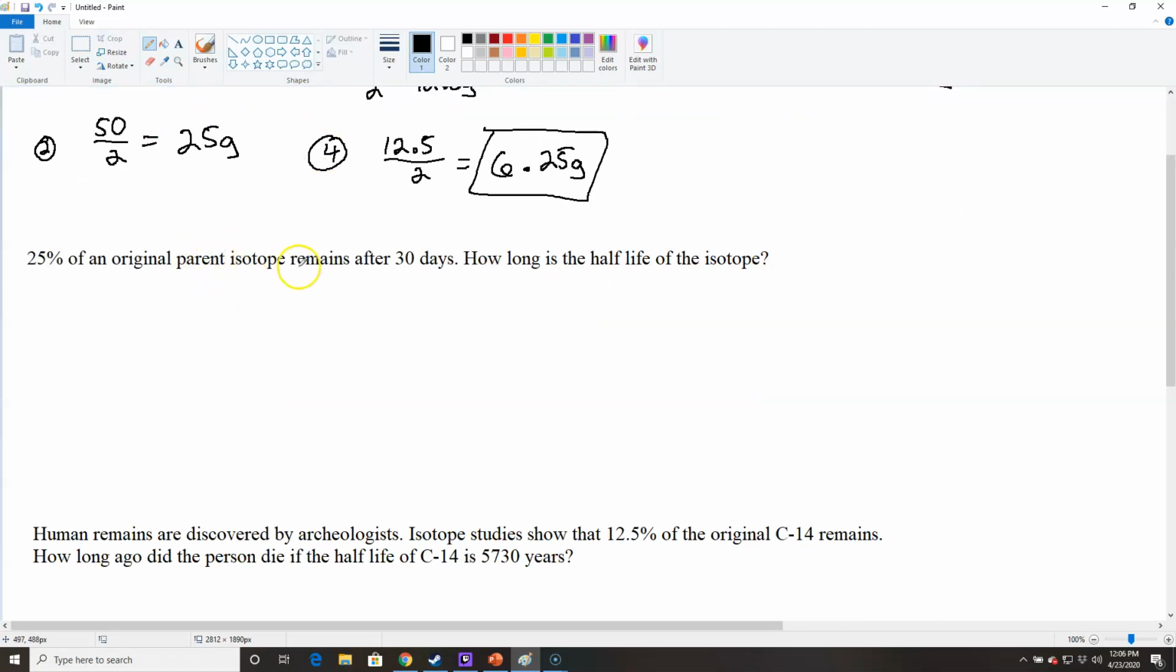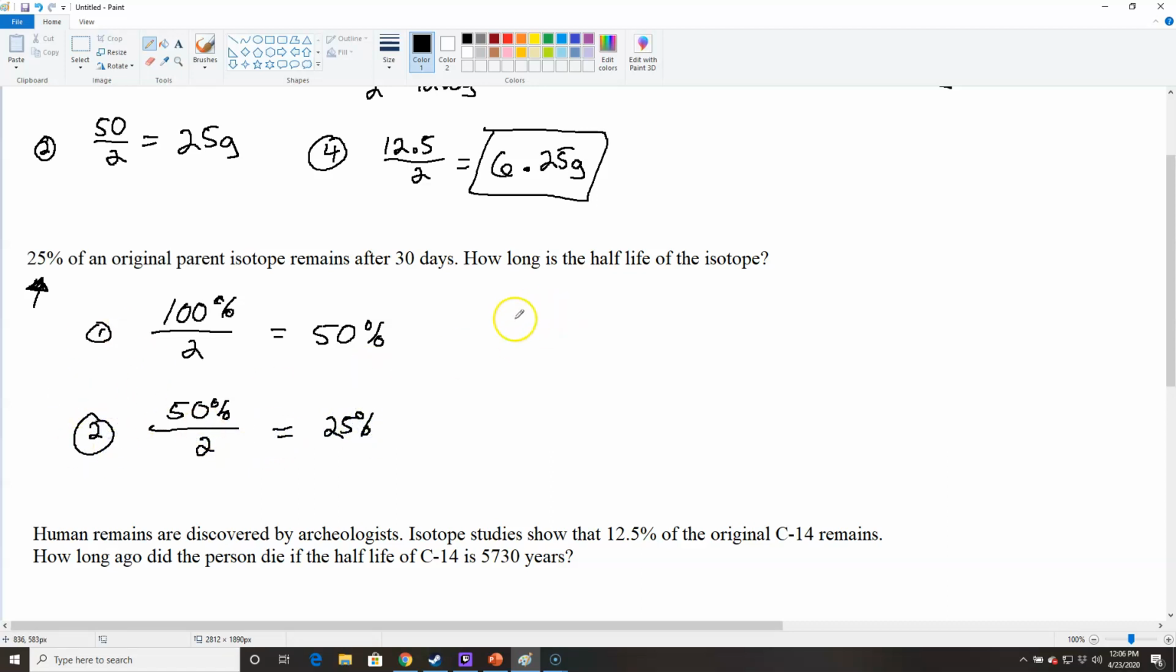Take a look at another example. 25% of an original parent isotope remains after 30 days. How long is the half-life of the isotope? So 25%. Well, I started with 100%. And then when I cut that in half at the first half-life, that gave me 50% remaining.